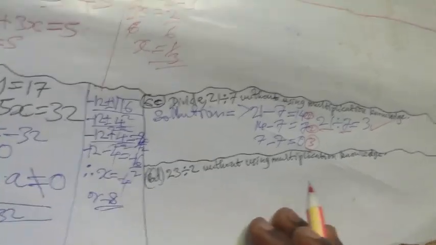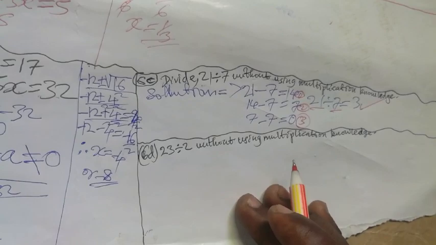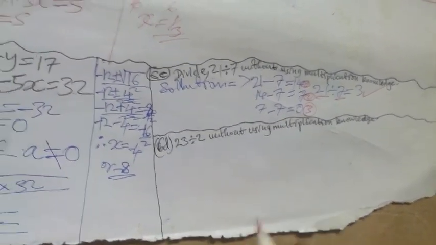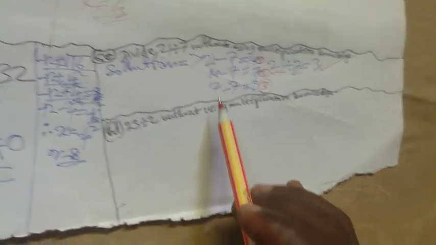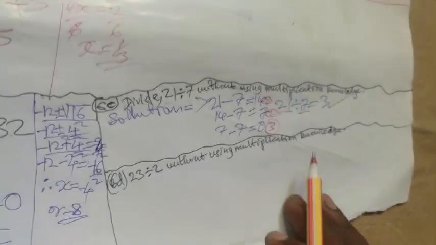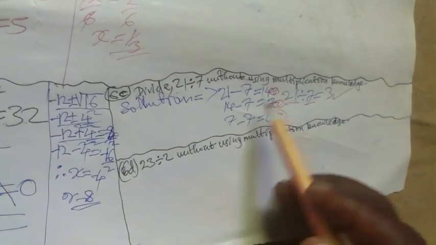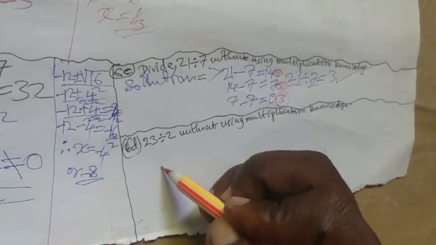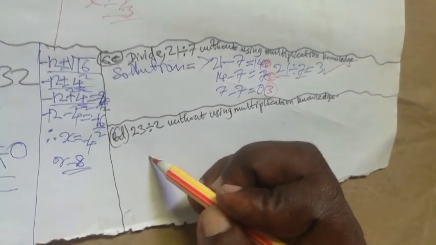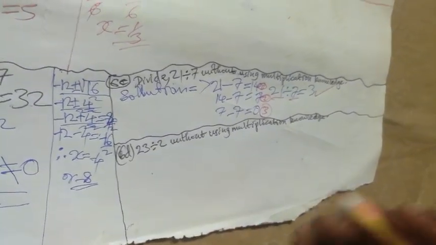We are going to question number 6D. It says 23 divided by 2. For this, please use this method. After finishing by using this method, try to contact me to make sure that your answer is correct.